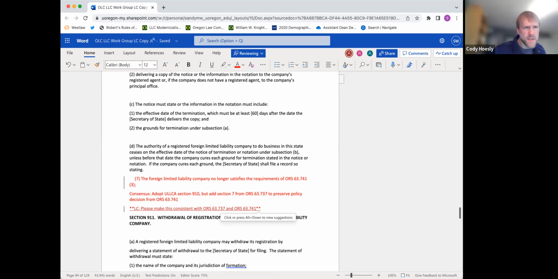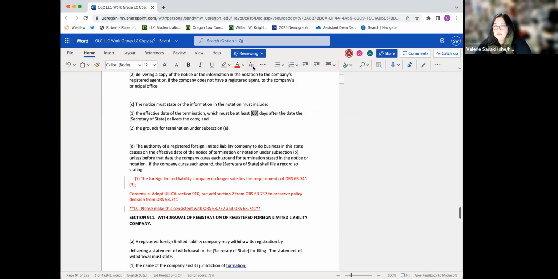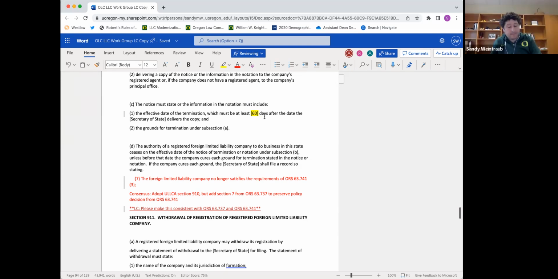And on 910C1, where it says 60 days up there, I thought we had decided to keep it 45 days, consistent with ORS. Yeah, but go ahead and highlight that, Sandy. Because we want the Secretary of State's rules to be controlling here. Should I add 45, question mark? Sure.